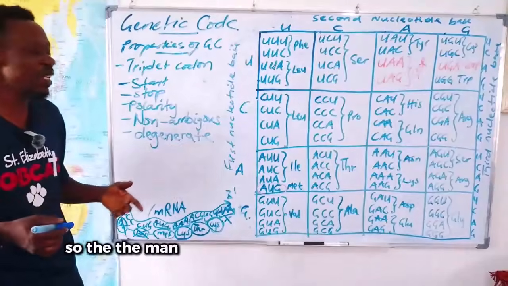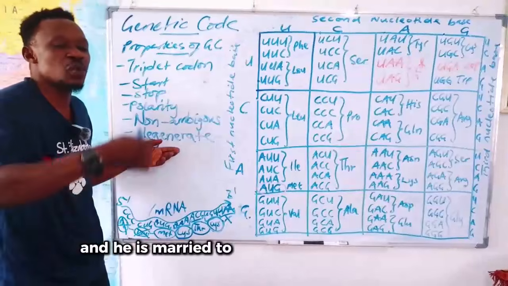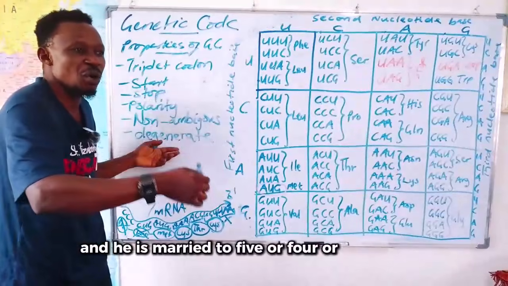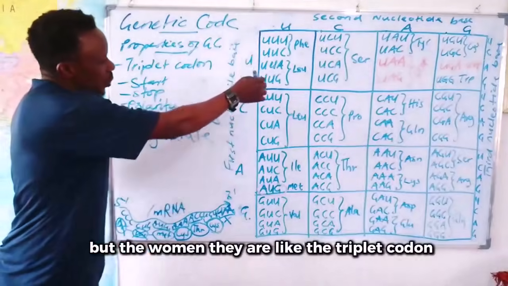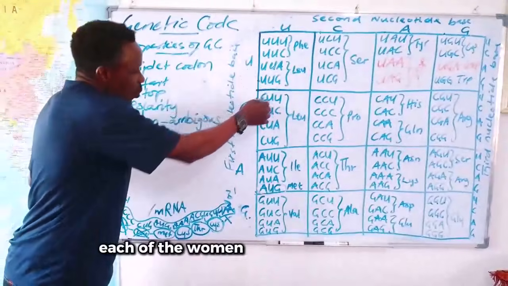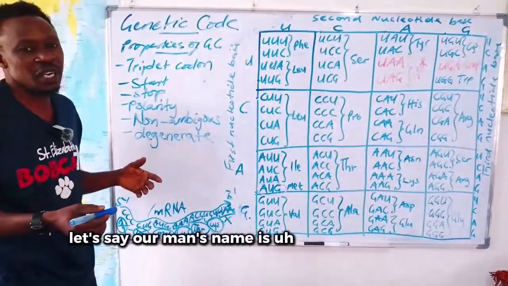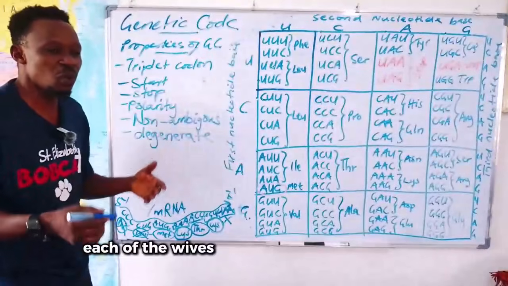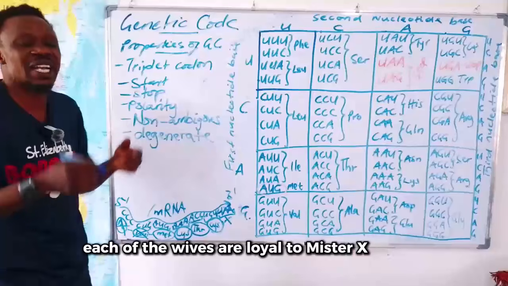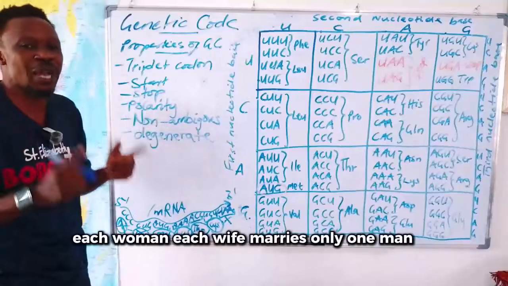So the man is just like an amino acid in this case, and he is married to 5 or more women. But the women are like the triplet codon. Each of the women is only loyal to the man. Let's say our man's name is Mr. X. Mr. X has 5 wives. Each of the wives is loyal to Mr. X at a time. Each wife marries only one man at a time.